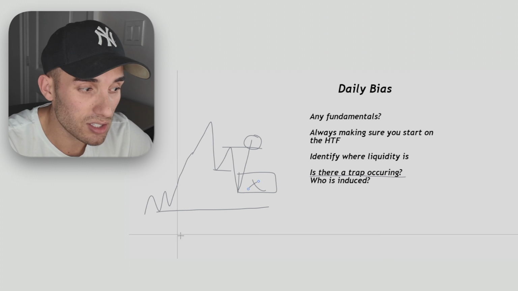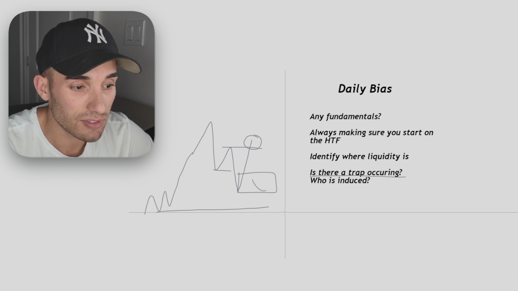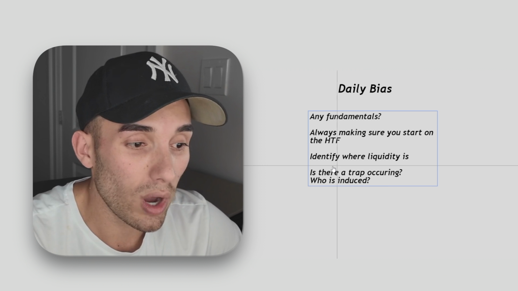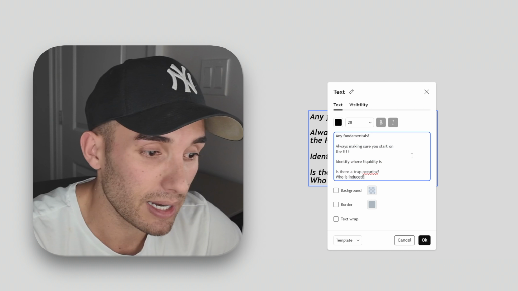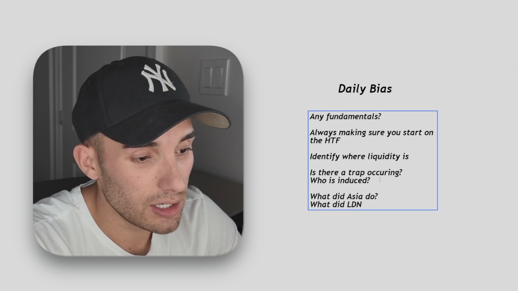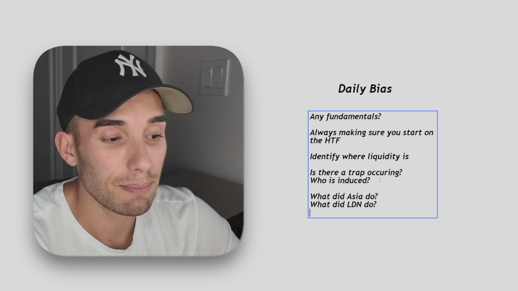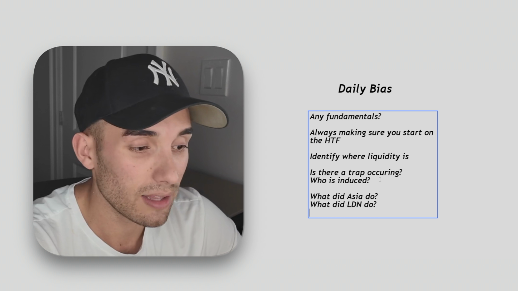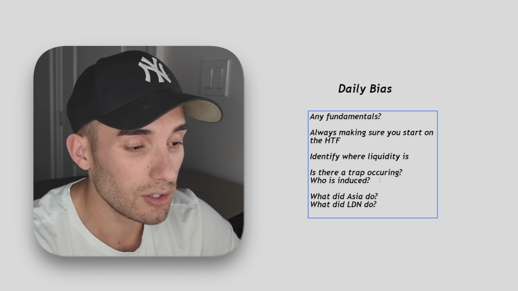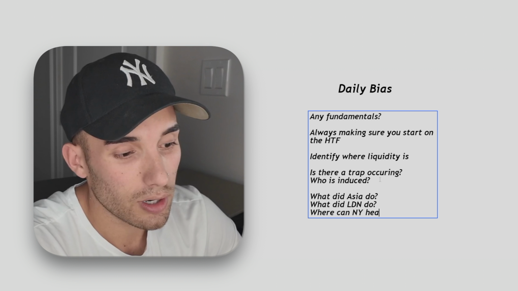These are things you want to be able to identify, of course, starting on the higher time frames and working yourself down to the lower time frames. But these are specific questions you need to answer when you're on the charts to find that daily bias. Next, what did Asia do? What did London do? In my scenario, because I'm just going to talk from my experience, I'm a New York trader. I typically only trade New York, unless I have a higher time frame entry. But that'll be for future videos. What did London do? And then finally, where can New York head to?